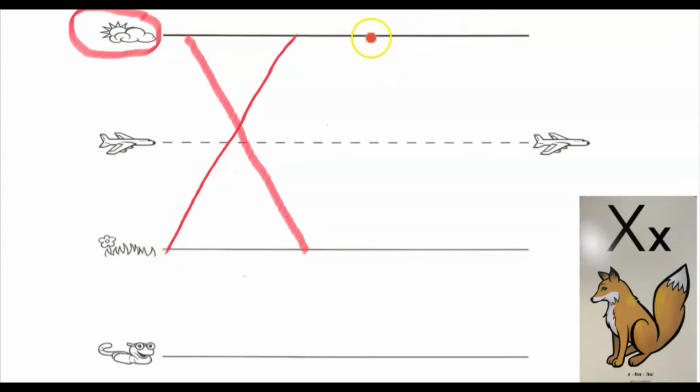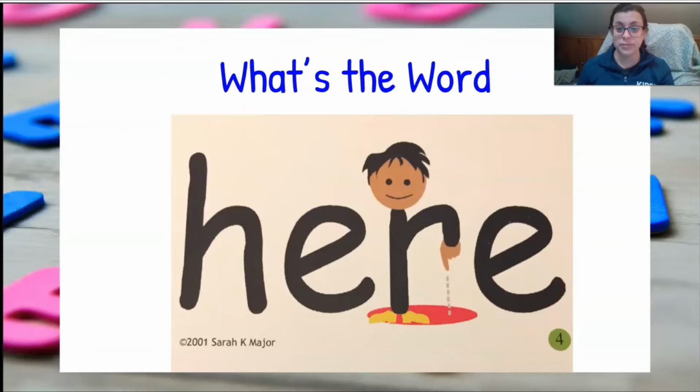Let's do it one more time. Skyline, down past the plane line to the grass line, back up to the skyline, slide down. We're going to cross at that plane line and down to the grass line. Now your teacher's going to pause the video and you're going to practice uppercase X's.